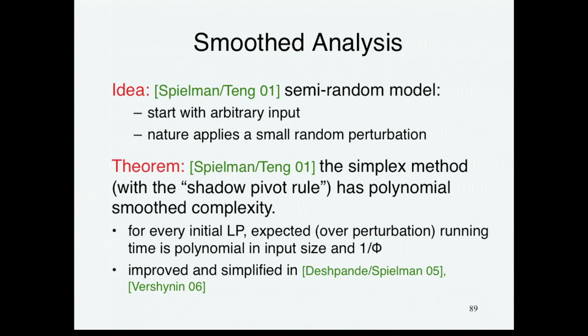So as the perturbation goes to 0, we know that the running time of the simplex method blows up to exponential. So it needs to be for sufficiently big perturbations. What this is sort of saying is, as long as the perturbations are at least inverse polynomial, then this will run in polynomial time. Okay? So that's the result for the simplex method.